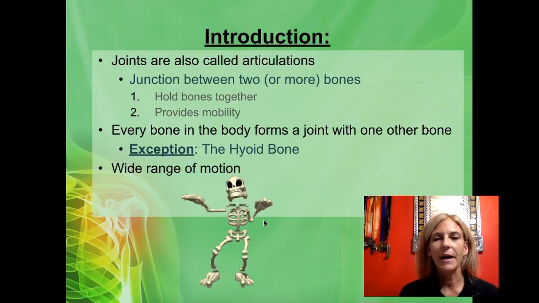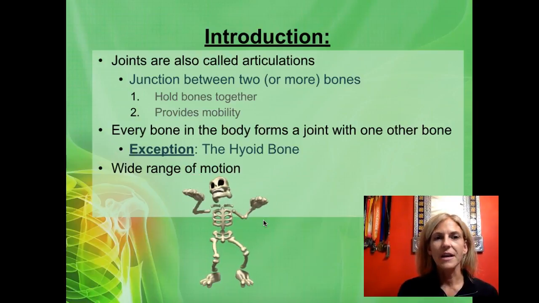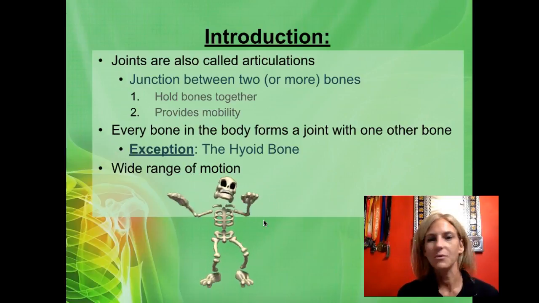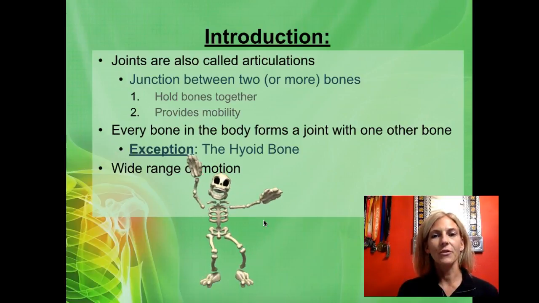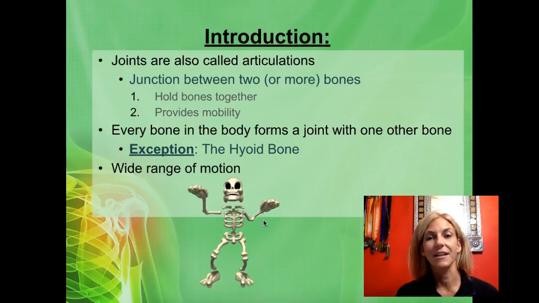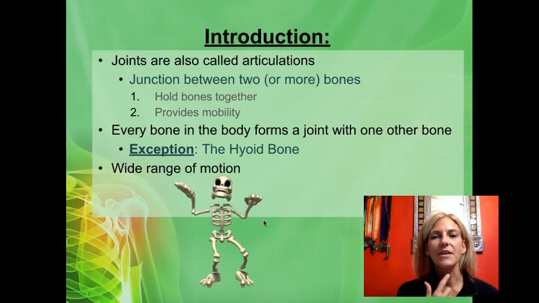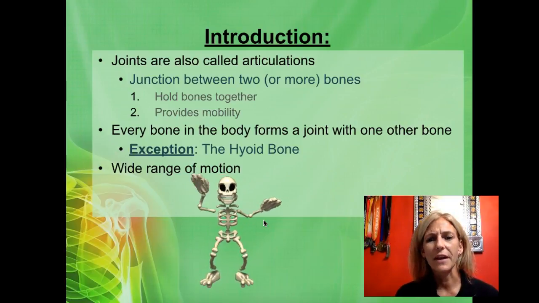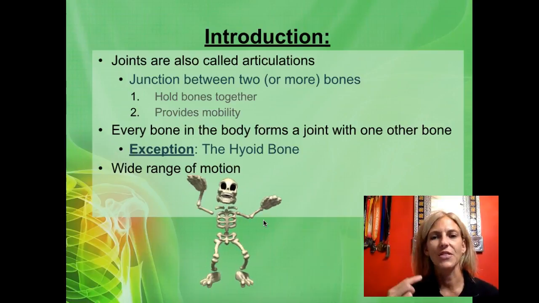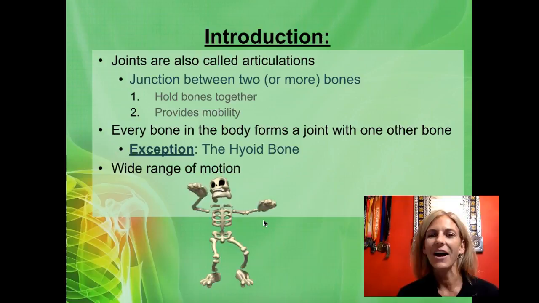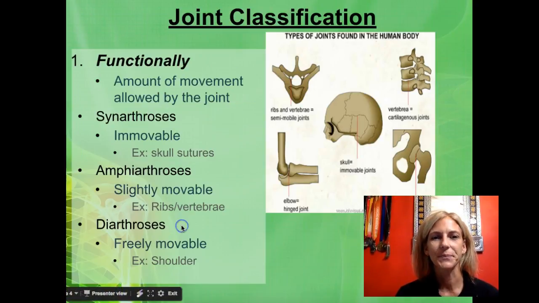Every bone in our body has a joint with another bone except for the hyoid bone. The hyoid bone has no joint with any other bone, and it is the only bone that has that. So that's its claim to fame. I like to test you on claims to fame, so that's one of them. The hyoid bone sits above your larynx, which is your voice box, and I'm using it right now. The muscles of my tongue are attached to my hyoid bone.